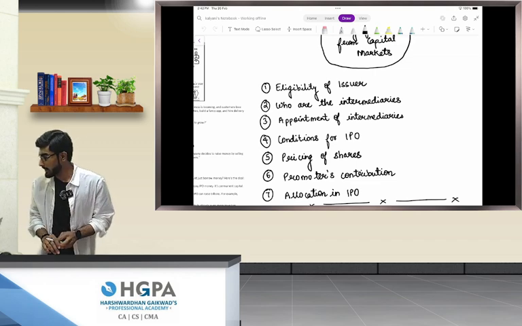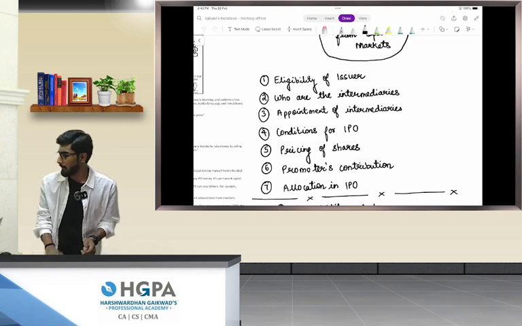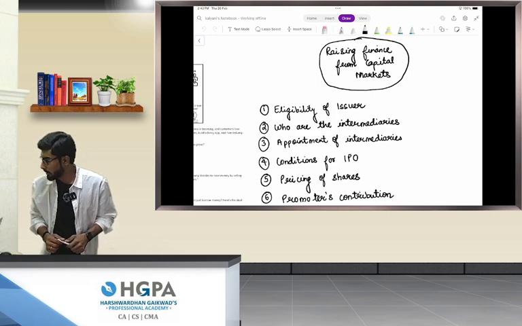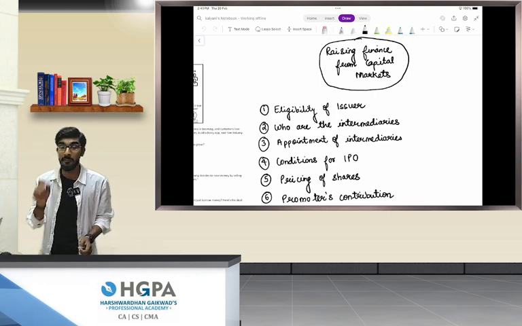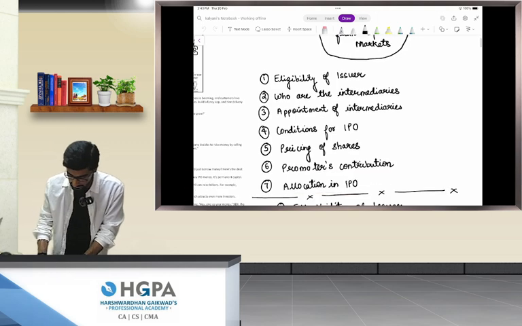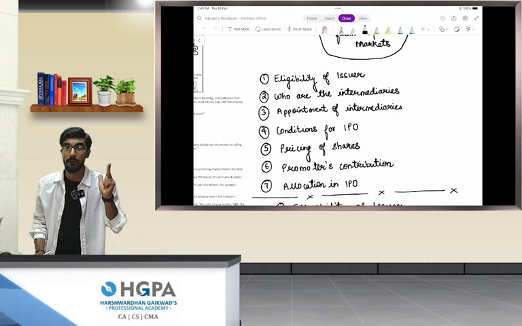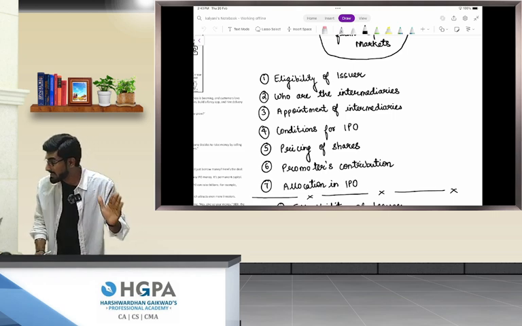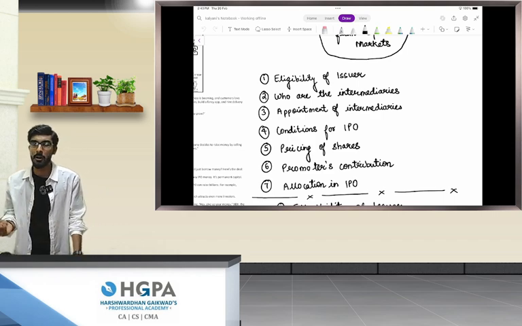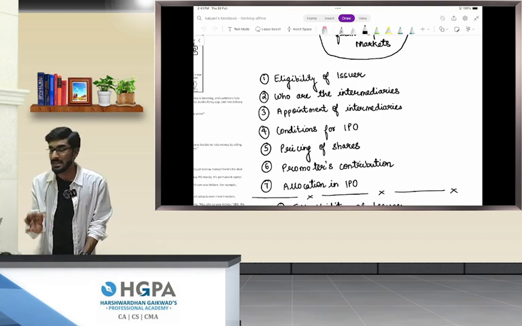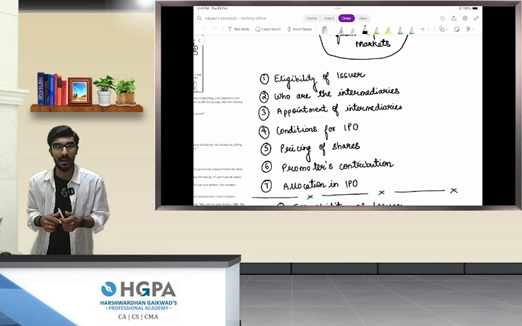In this chapter of Raising Finance from Capital Markets, we are going to study 7 topics. What are those 7 topics? Eligibility of issuer, who are the intermediaries, appointment of intermediaries, conditions for IPO, pricing of shares, promoters' contribution, and allocation of shares in IPO. If we are done with these 7 topics, we are done with raising finance from capital markets.